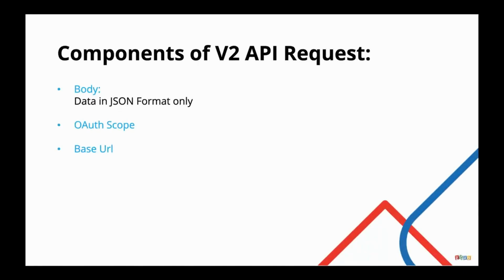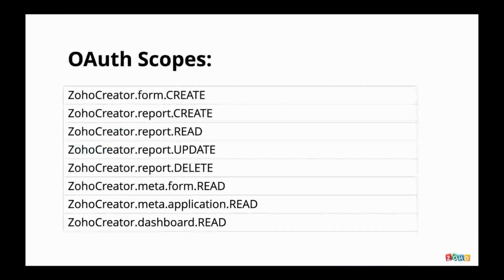And thirdly, the base URL, which you need in order to create the access token and the refresh token. Here are the available scopes within Zoho Creator: zohocreator.form.create, read, update, or delete. You can pass either one or multiple scopes to generate the authorization code.